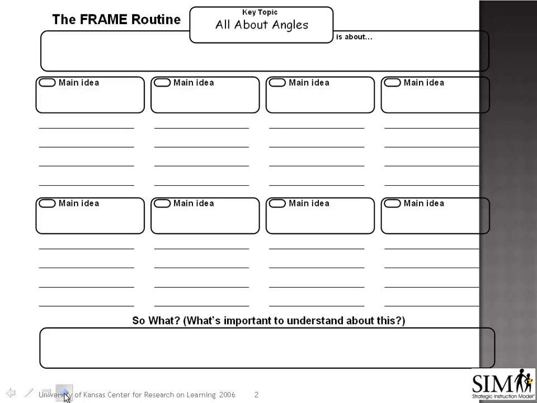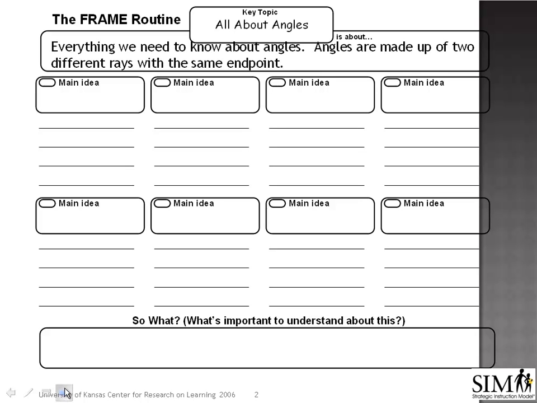Now remember, I may go kind of fast. If you need to, pause as you're going through this. So all about angles is about everything we need to know about angles. Angles are made up of 2 different rays with the same endpoint. So angles have 2 rays, they share an endpoint. Draw them like that. Our first main idea is a side. The side for each ray is a side. So this is one side and this is another side.